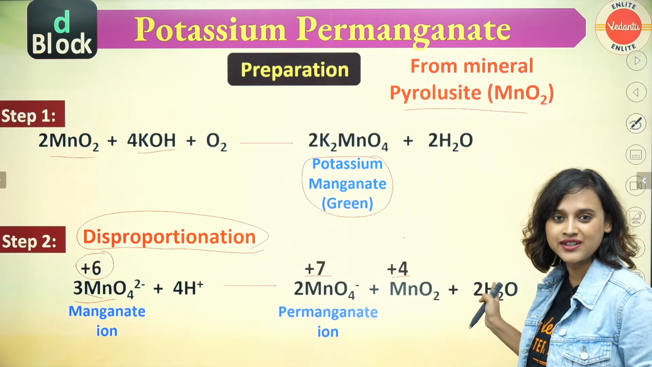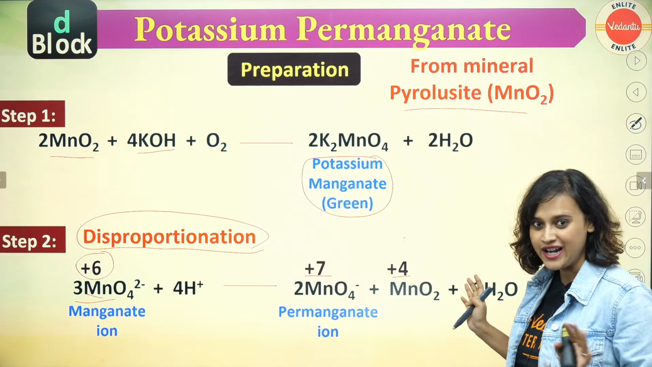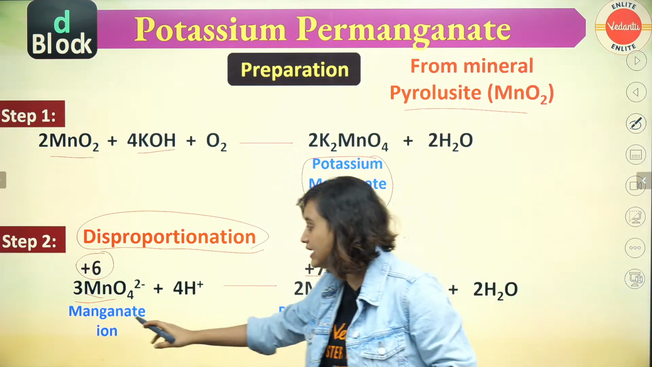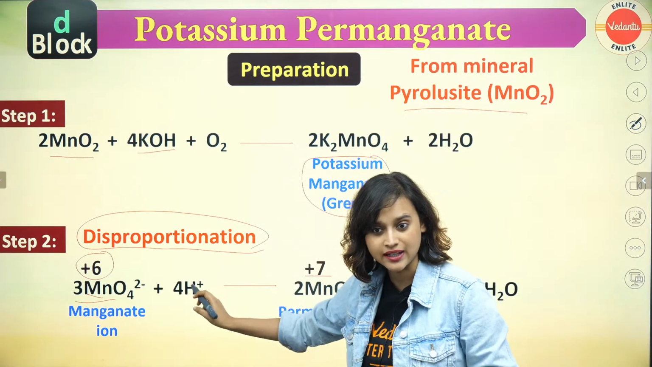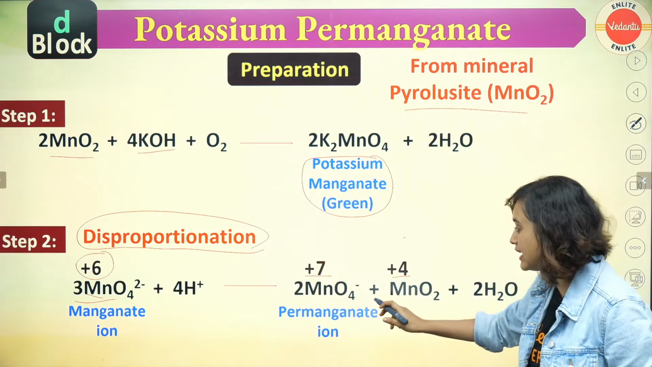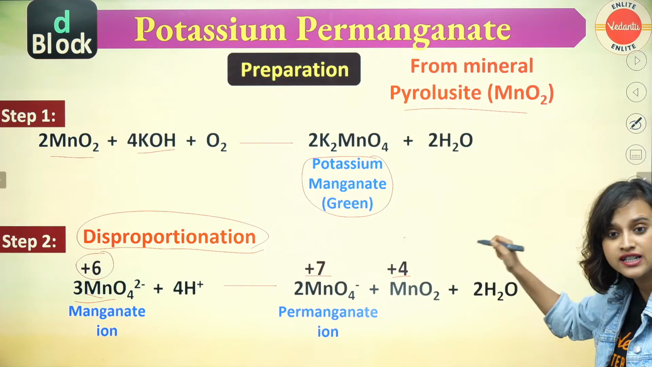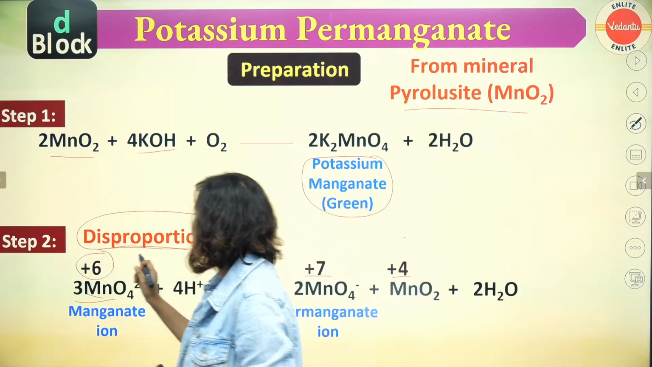Isn't this interesting, everyone? I don't think we have ever seen it somewhere else, never in our lower grades, definitely. What do we see? Manganate ion, when you treat it with some acid, what do you get? You are getting +7 oxidation state as well as +4 oxidation state. And this kind of reaction is called a disproportionation reaction.